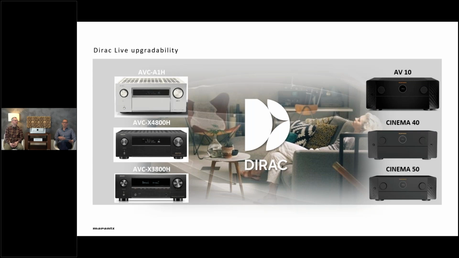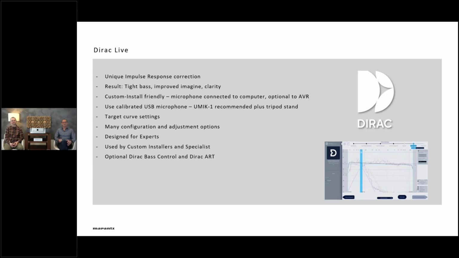With Dirac, you have the possibility to connect the microphone to your computer. So you are independent of where the product actually is located, where the AV receiver is located. So let's have a look inside Dirac. What does it bring us? It's a unique impulse response correction, what Dirac is doing. Overall, the result is a tighter bass, improved imaging, so sound staging and positioning, more clarity, focus of the different sound elements. It's more precise. That's what Dirac is promoting, and which is working pretty nicely.